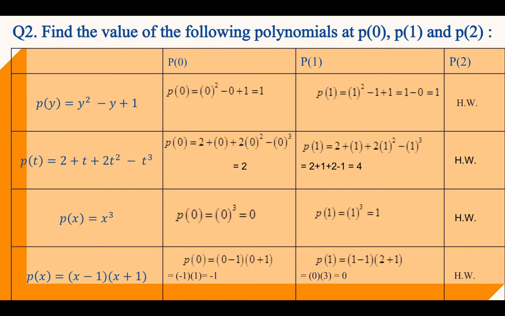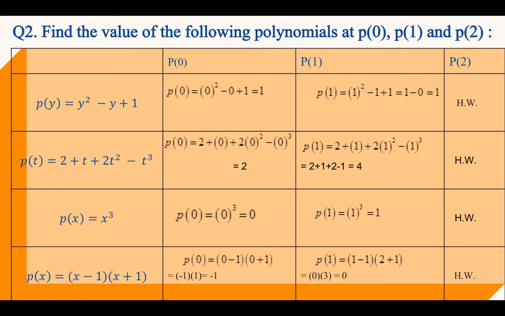Now the second part. p(t) equals 2 plus t plus 2t squared minus t cubed. So again, first I'll find p(0). I'll write p(0) is equal to 2 plus t, so instead of t I will write 0, plus 2t squared, so 2 times 0 squared, minus t cubed means 0 cubed. So what I am left with is all these terms become 0 except 2.